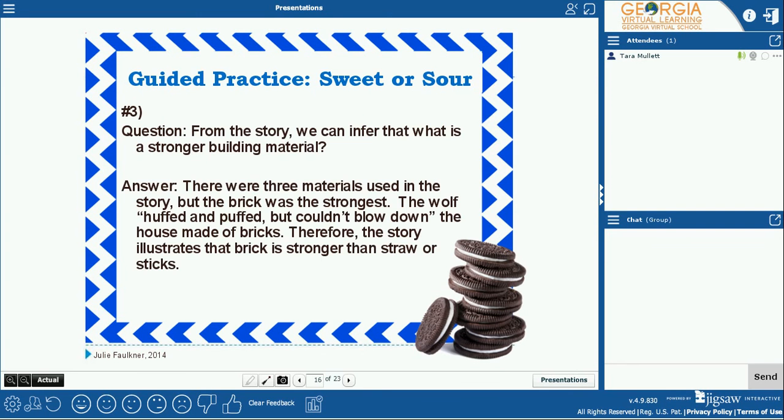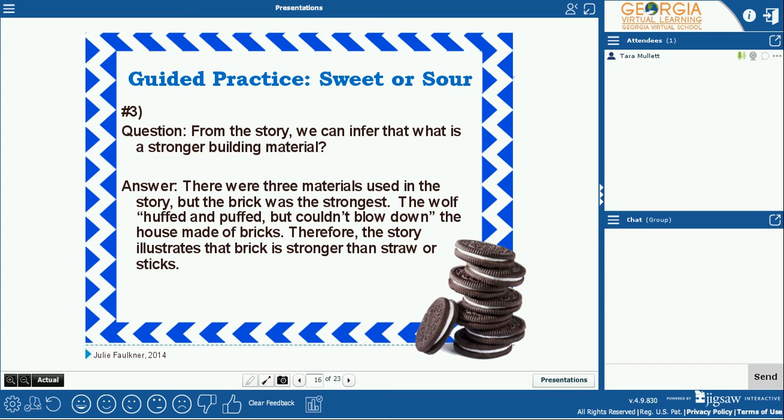This is another sweet example. From the story, we can infer that what is the strongest building material? There were 3 building materials used in the story, but the brick was the strongest. Here's your quote: the wolf huffed and puffed but couldn't blow down the house made of bricks. Therefore, the story illustrates the brick is stronger than straw or sticks.